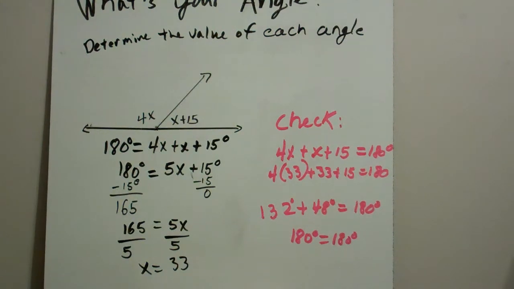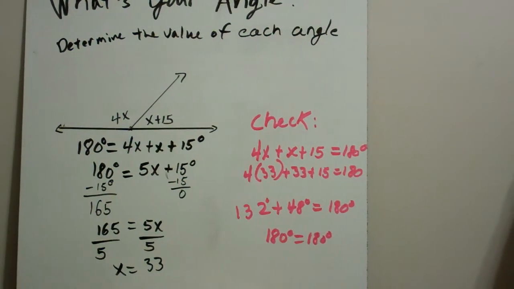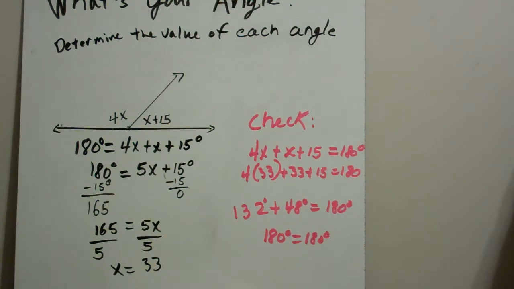Let's go back and double check this now. I have 4x plus x plus 15 is equal to 180. When I replace my x with 33, I have 4 times 33 plus 33 plus 15. 4 times 33 is 132 degrees, plus 33 plus 15, which is 48 degrees. And that is equal to 180 degrees. When I add 132 degrees and 48 degrees, I get 180, and so 180 is equal to 180 degrees.